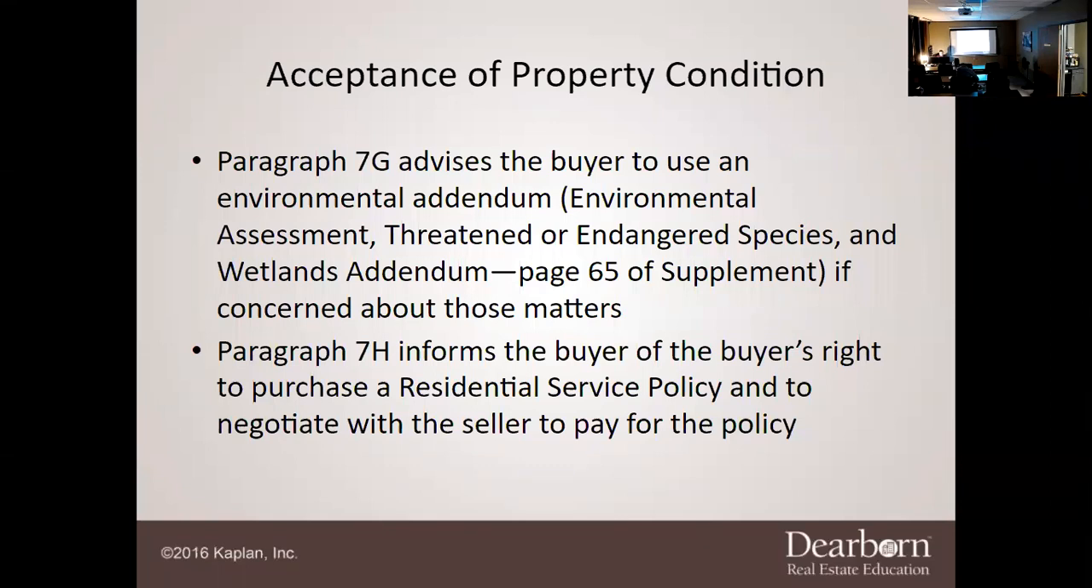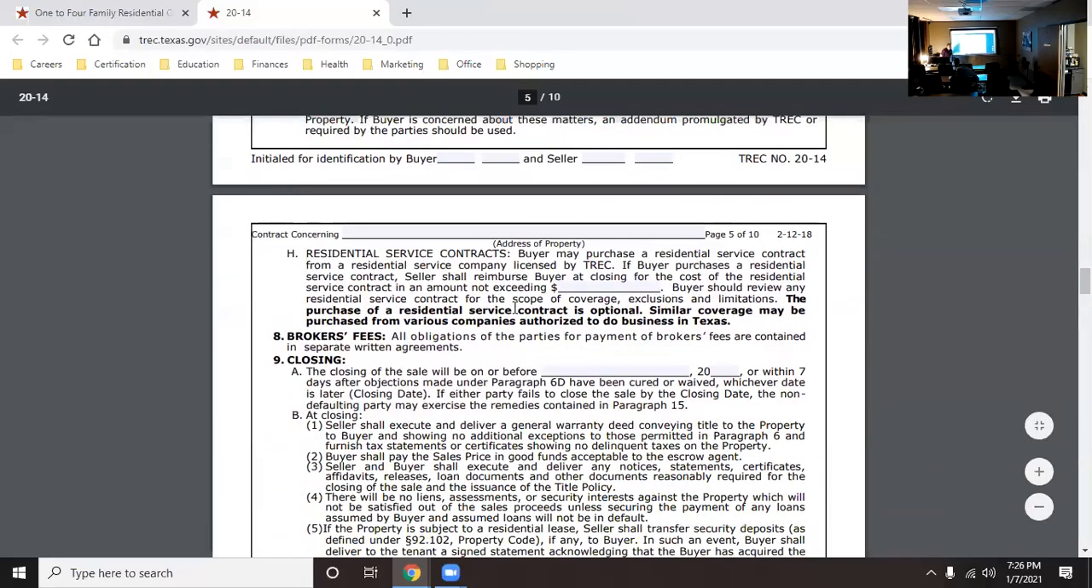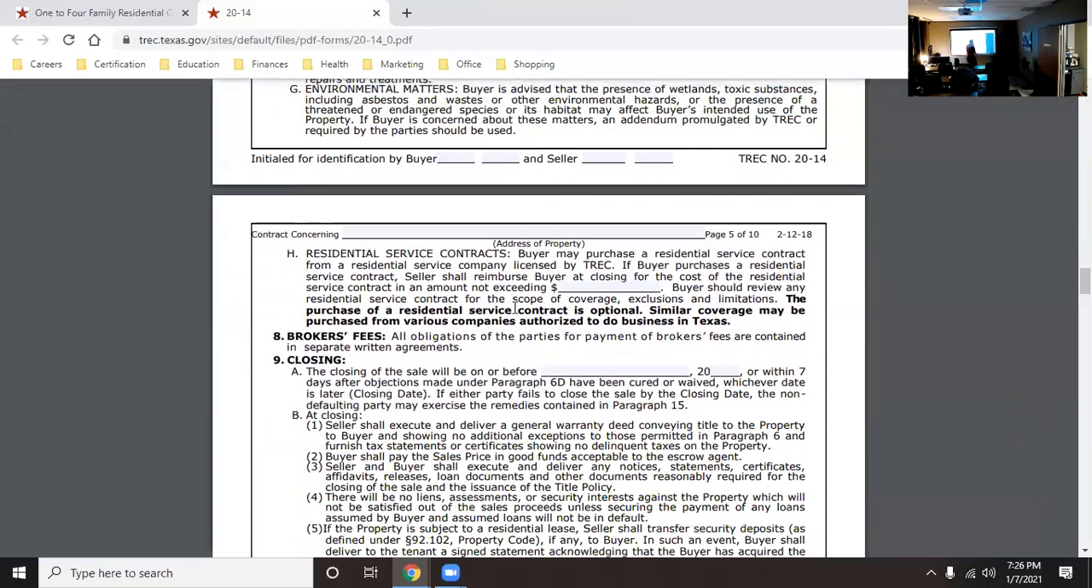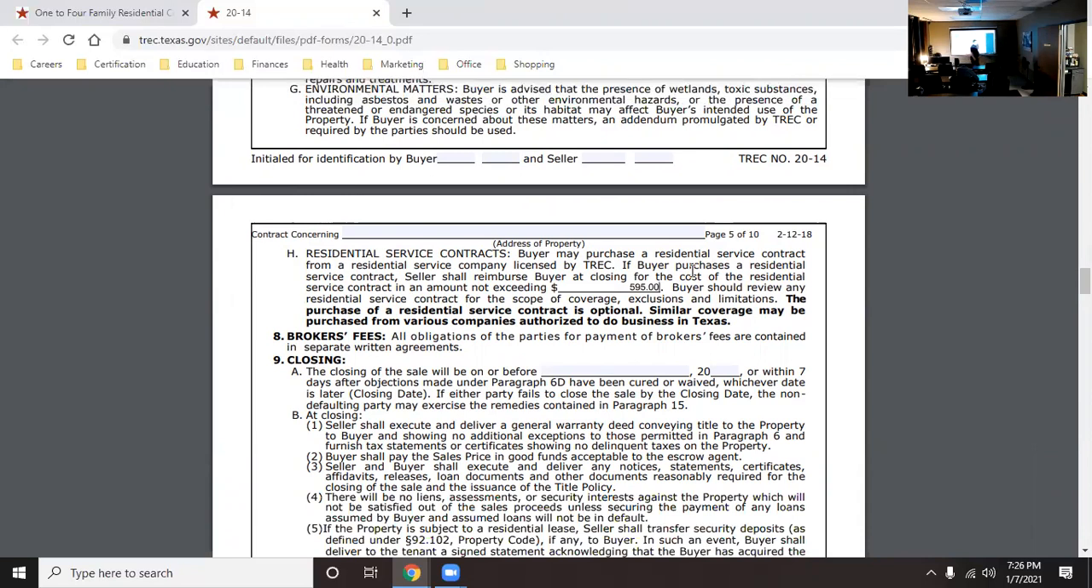Now that one I do want to discuss real quick. Right down here on 7H, it's extremely important. You want to put a balance in 7H. And normally right now it's $5.95. Now that changes almost every year, but that's about the average. And primarily that is the cost for a home warranty. They call it a residential service contract, but if you want to write a note, it is a home warranty.